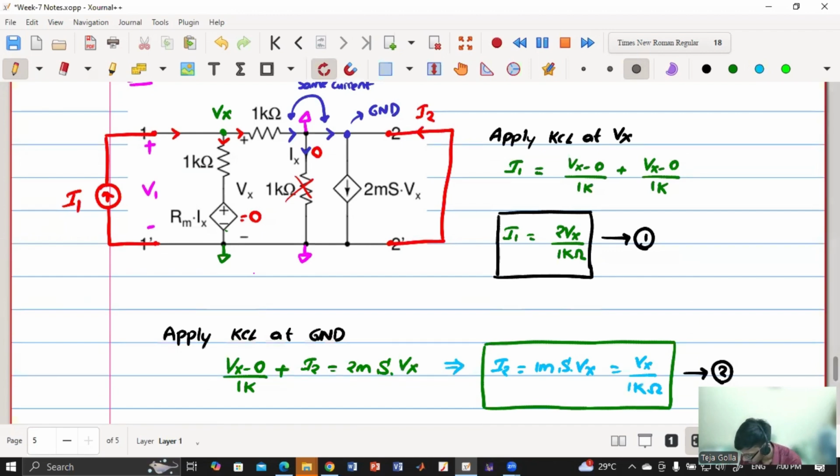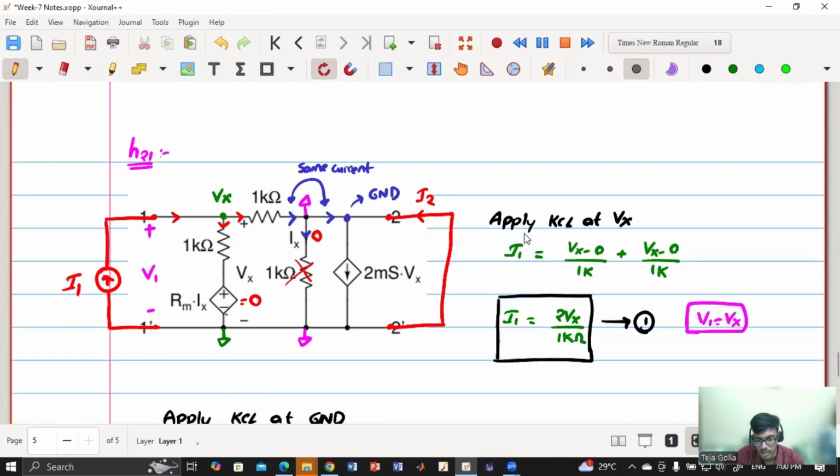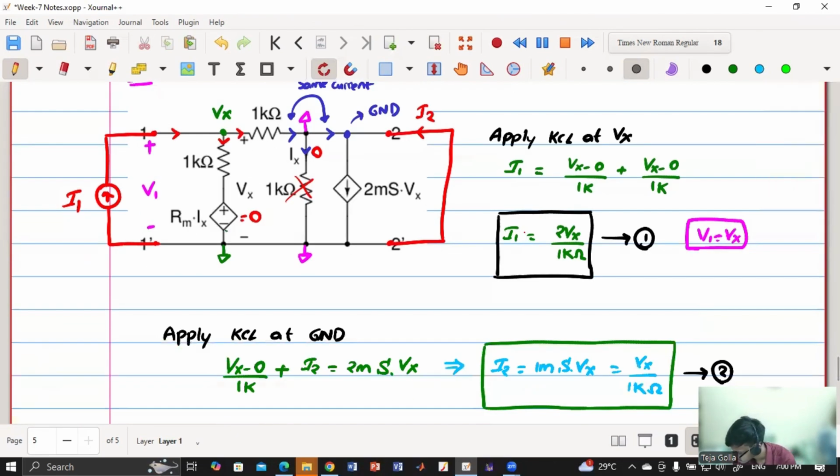So now, if V1 is the terminal, I know that V1 is equal to Vx. So if V1 is Vx, what do I need? I need V1 by I1, which is Vx by I1. So now I will get my H11 equal to Vx by I1. So what will be the value of H11?